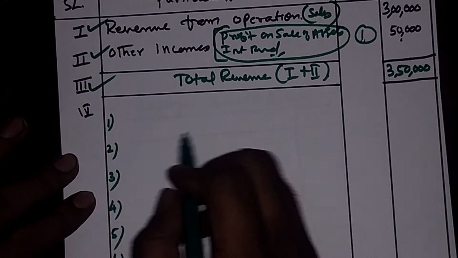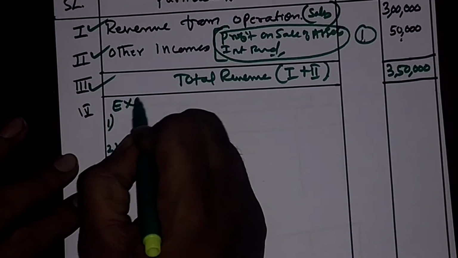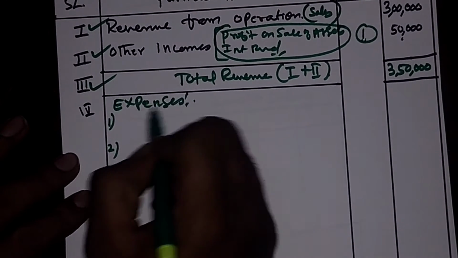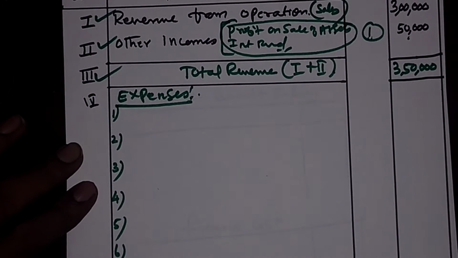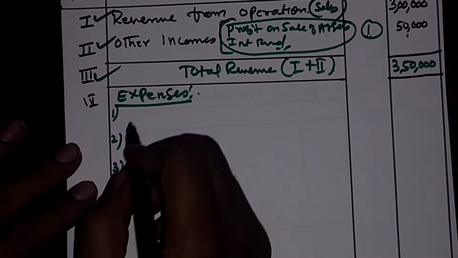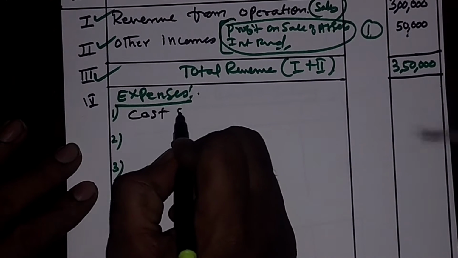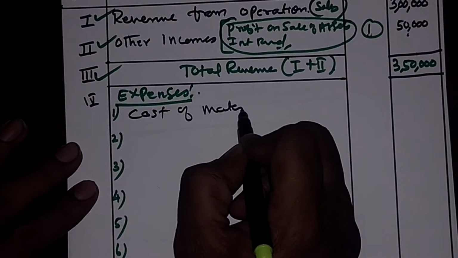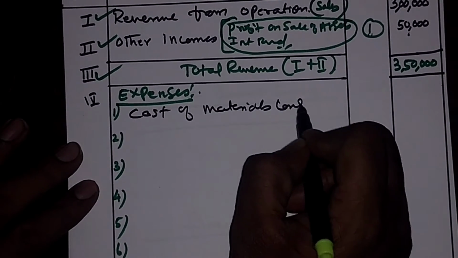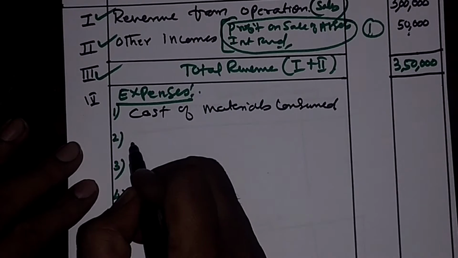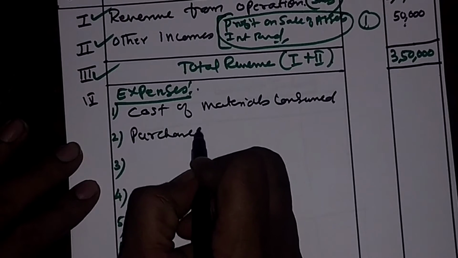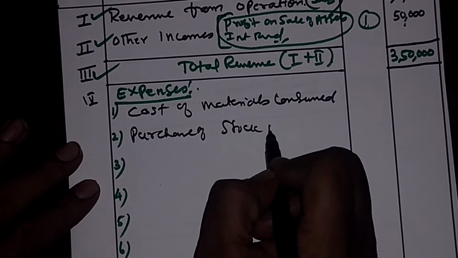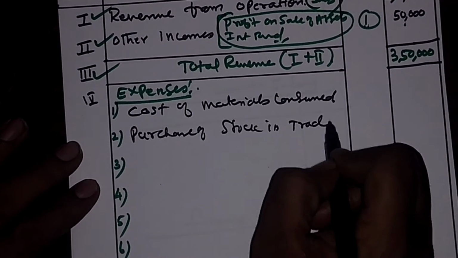Now coming to the next heading, which is going to be expenses. Now all incomes are over. Coming to the next one, the expenses. These expenses we are going to write, there are 9 different expenses. First one is the cost of materials consumed. Second one is the purchase of stock in trade.